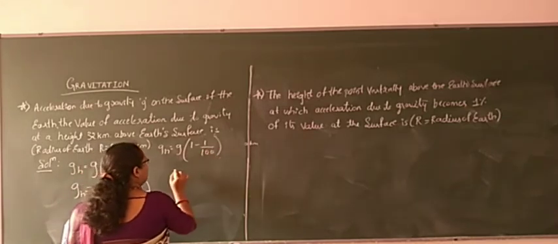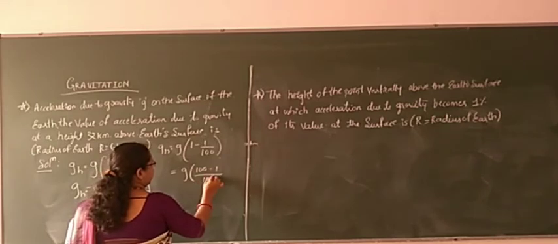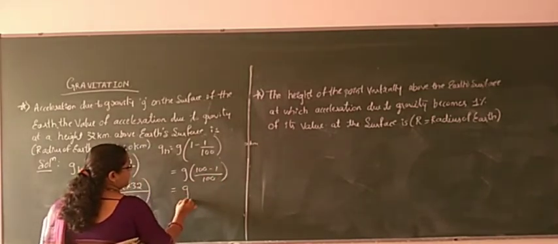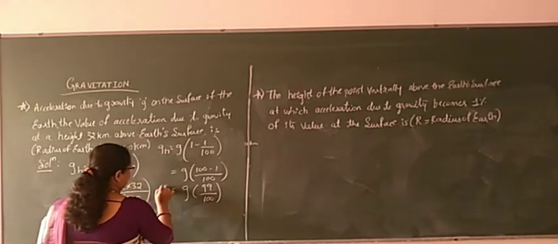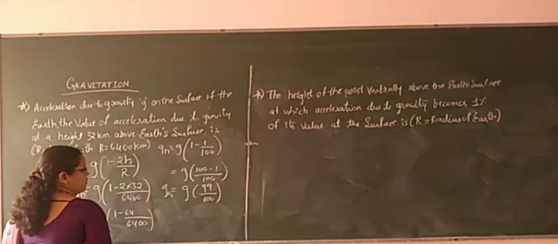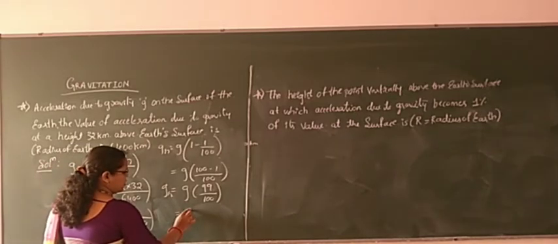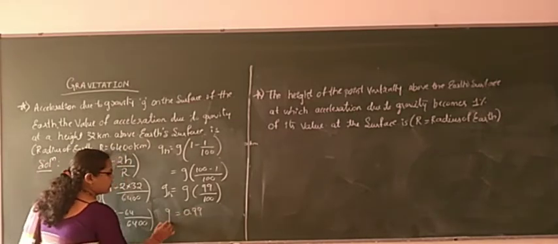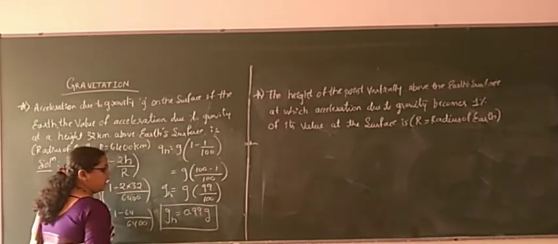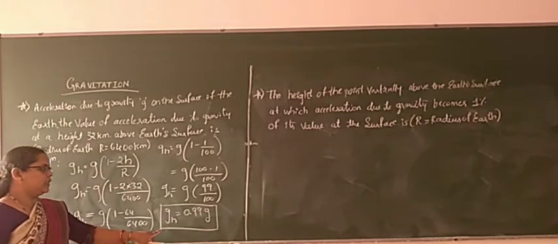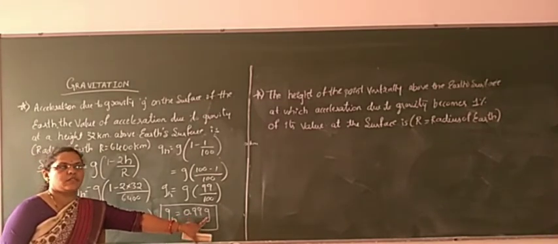We can write it here. So what do we get? 100 minus 1 divided by 100 here, right? So g of 99 by 100 here. So we can write it here, 0.99 is equal to here. So acceleration due to gravity above the surface of the earth is equal to 0.99 times the acceleration due to gravity on the surface of the earth.